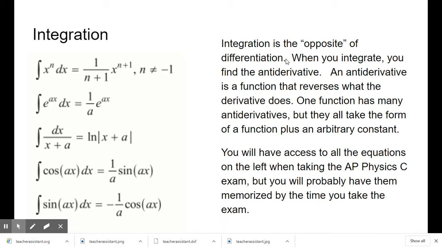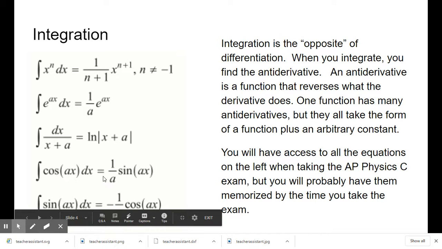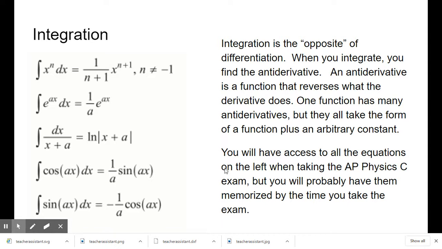And if this is not making any sense to you, and if this looks scary over here, don't worry, I'm going to go over some examples soon, but I just want to highlight what we're going to do right now. All right, over here on the left, these are some integration shortcuts, and you're going to have access to these equations on the AP Physics C exam. But you probably will have them memorized by the time you take the exam because they're the most basic integration functions that you're going to learn.